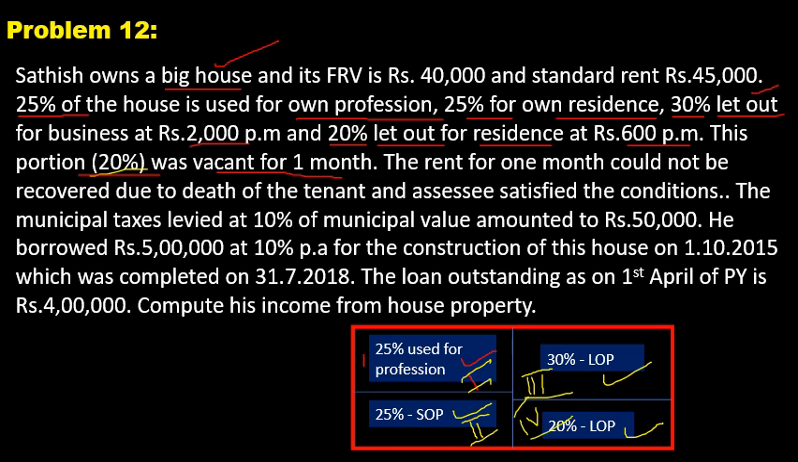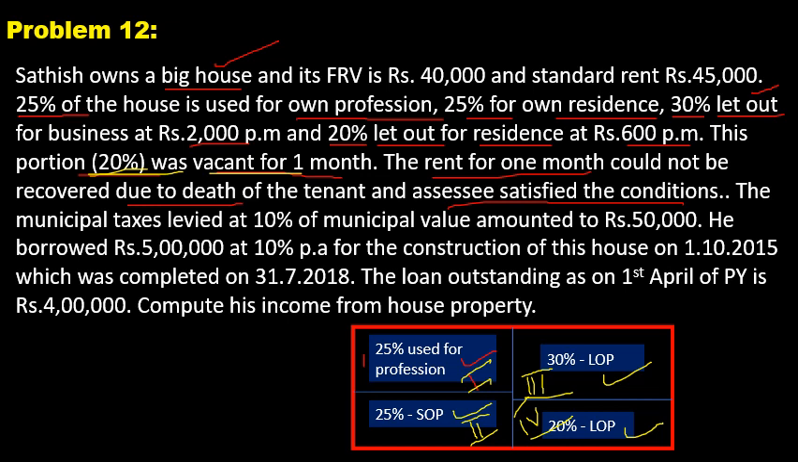Now come to the point. Here in case of the 20% part, there is a vacancy of 1 month. And another point, the rent for 1 month could not be recovered due to the death of the tenant, and SSC satisfied the conditions. So the rent of 1 month could not be realized in case of the 20% part. Again, in case of the fourth house, SSC could not realize 1 month rent due to the death of the tenant, and SSC satisfied the conditions. So therefore you can consider it as unrealized rent.